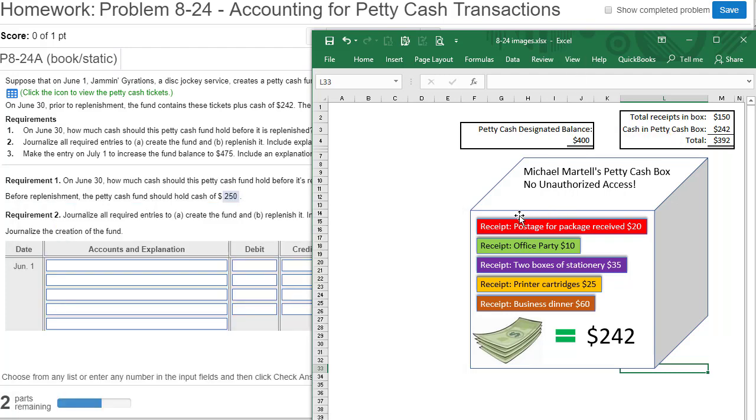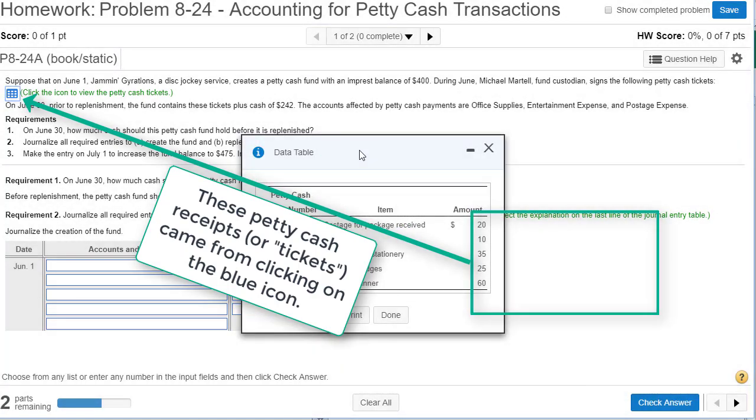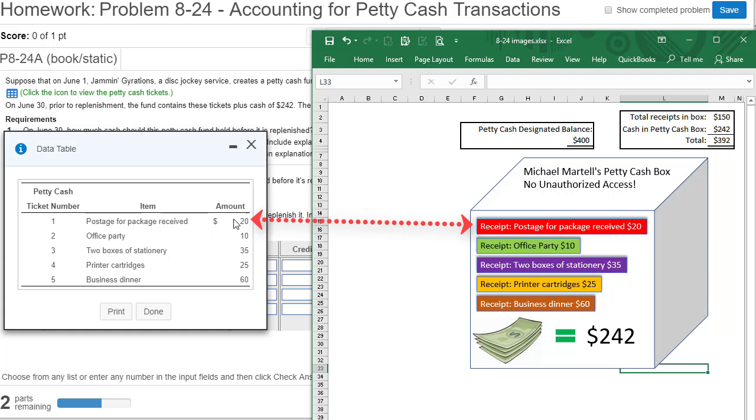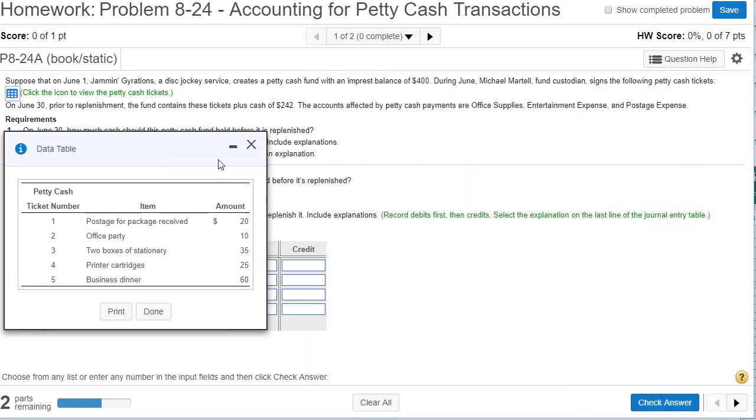And you may be wondering where I got these receipts from. I forgot to tell you about that. These receipts are listed right here. So this $20 is in the red box. This $10 for the office parties in the green box, etc. So these receipts are represented over here visually. So let's get back to the problem.